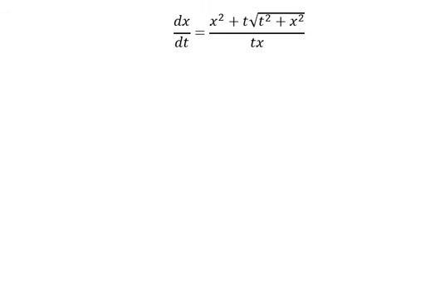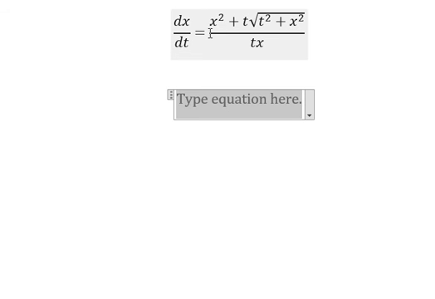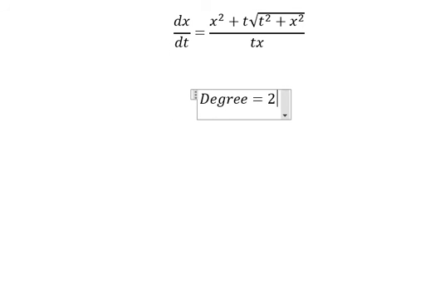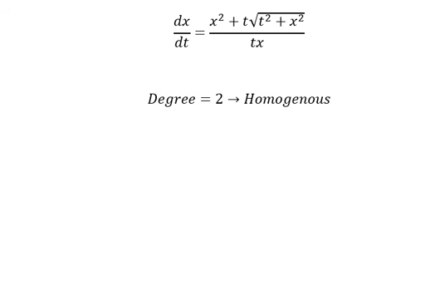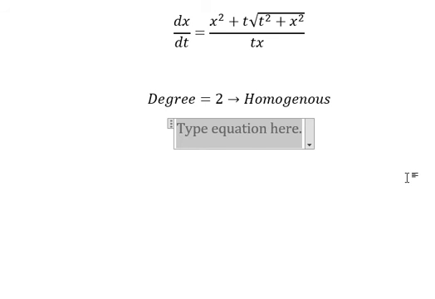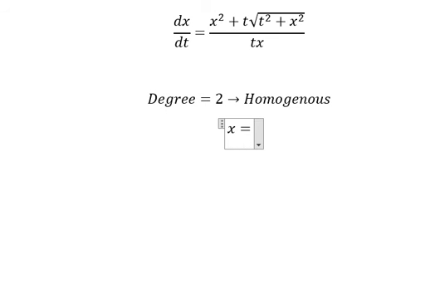If we look carefully at this one, we have s squared t with the square root of t squared plus s squared, dt. This is about the red number 2. So we can use the homogeneous method. So I will put s equal to vt.